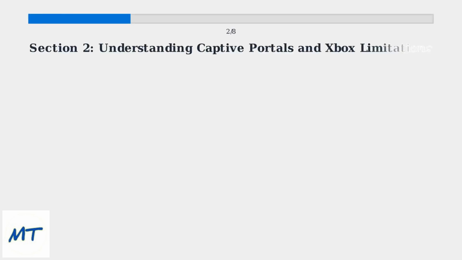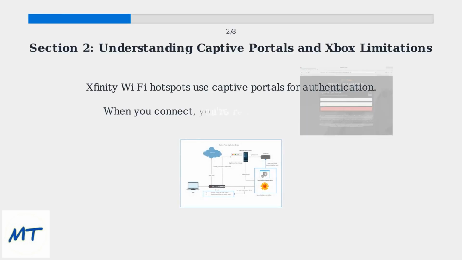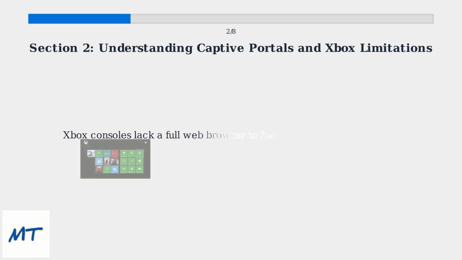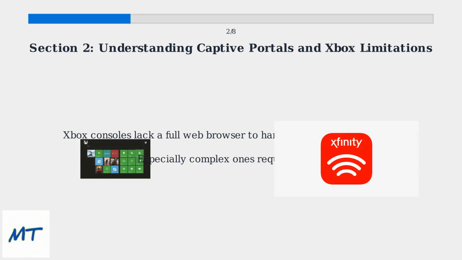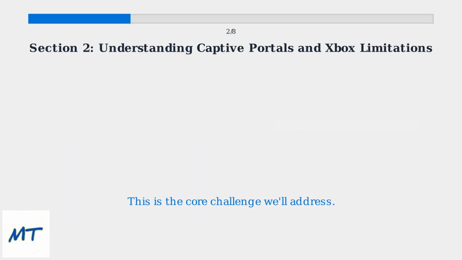Xfinity Wi-Fi hotspots use captive portals for authentication. When you connect, you're redirected to a login page. Xbox consoles lack a full web browser to handle these portals directly, especially complex ones requiring 2FA. This is the core challenge we'll address.